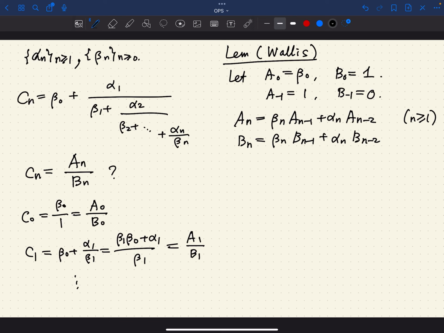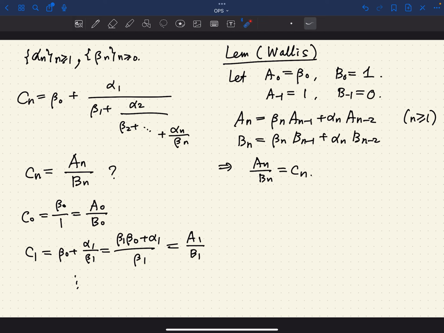So we define this sequence, capital A, capital B. Then A_n over B_n is C_n. This is the theorem. A theorem like this is something that's difficult to find but easy to prove. If you know the exact formula, then the proof is kind of straightforward. But in this case, we need a little bit of thought.